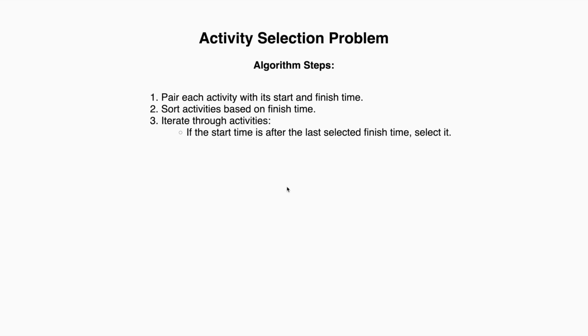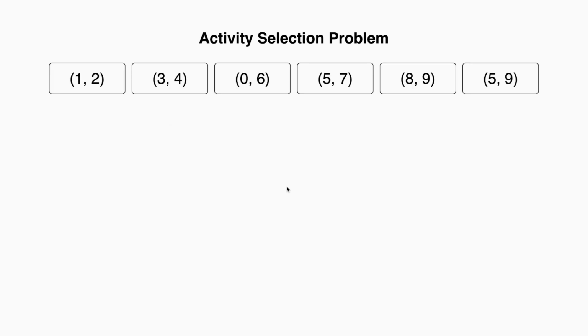Now let's walk through an example visually for better clarity. So this is the example that we were seeing. The first activity is 1, 2. Since this is the first activity itself, we are just going to pick it. And if you see, we have already sorted this activities array by their finish times. We are getting 2, 4, 6, 7, 9, and 9. So this is a sorted activity array by their finish time.